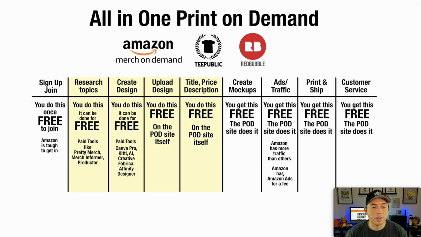It's these four things: researching, creating design, uploading design, and putting in your title, price, and description. Now, this is the core of all print-on-demand sites. Whether you're in all-in-one or some of the other groups, you still have to do these things. But as you can see, the other stuff comes free for you, so you can concentrate more on the research, create, design side instead of some of the other stuff. So less moving parts for you.